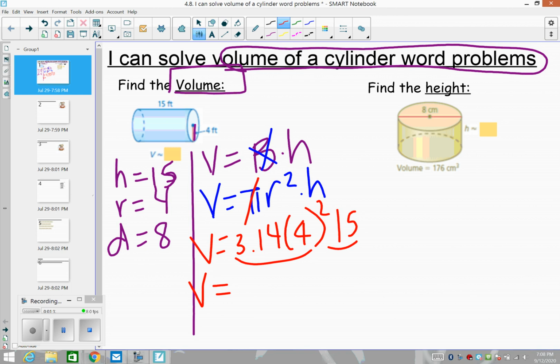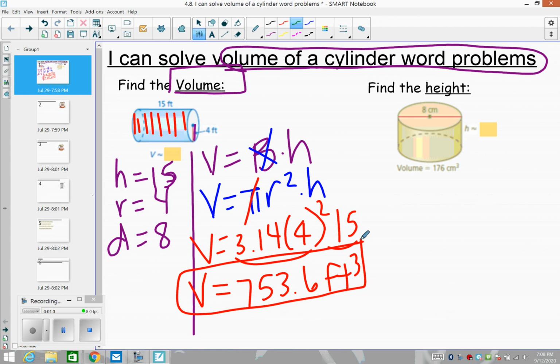So you should be typing that in. The area of the bottom multiplied by the height. So the volume of that cylinder, how much it can hold. That is the same question we did in the last lesson. 753.6 feet cubed is the volume of that cylinder. So that's a review of things that we've been doing.